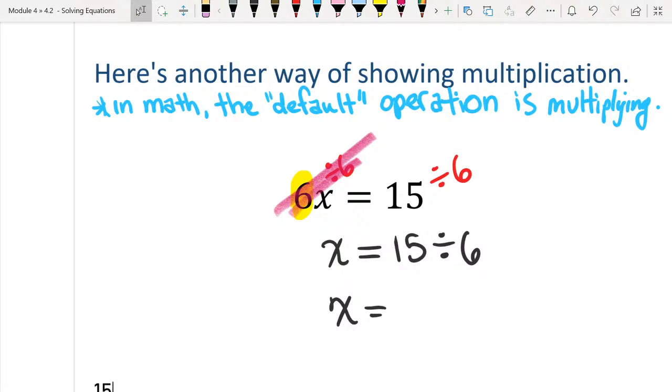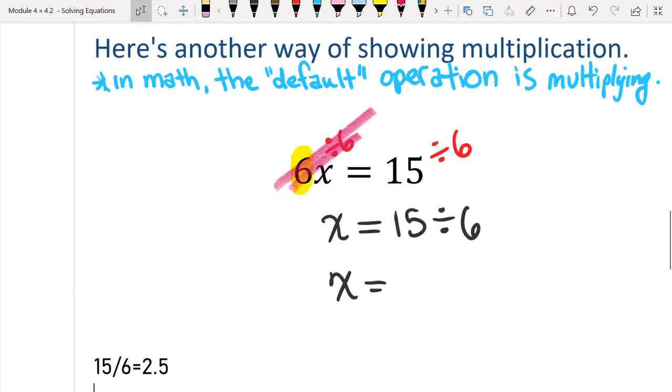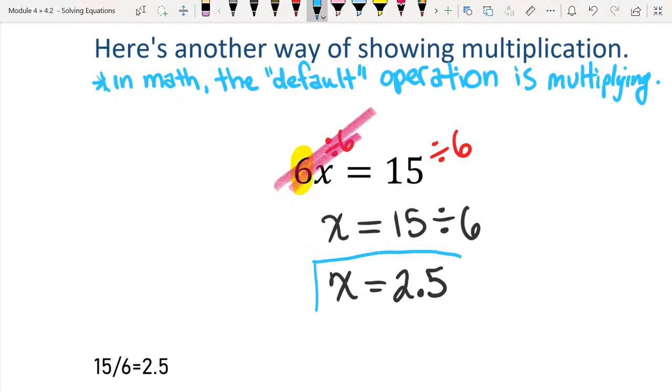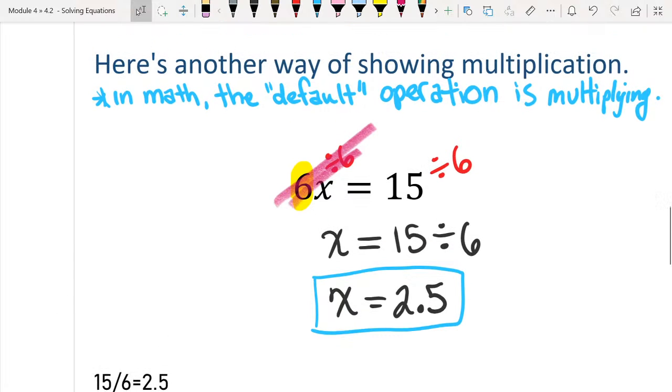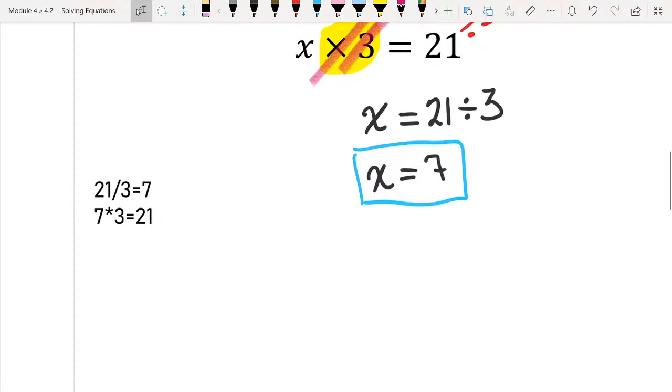Oh, even OneNote isn't liking me right now. There we go. 2.5. So this one had a decimal answer. And again, if you're ever stressed, you can say, well, wait a minute, 6 by 2.5, because 6 times our number should be equal to 15. And it is. So there we go. We know we did it right.